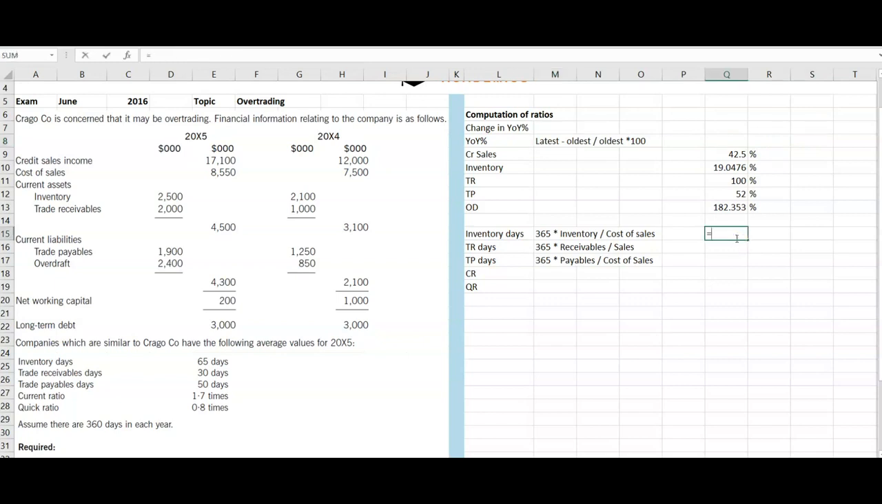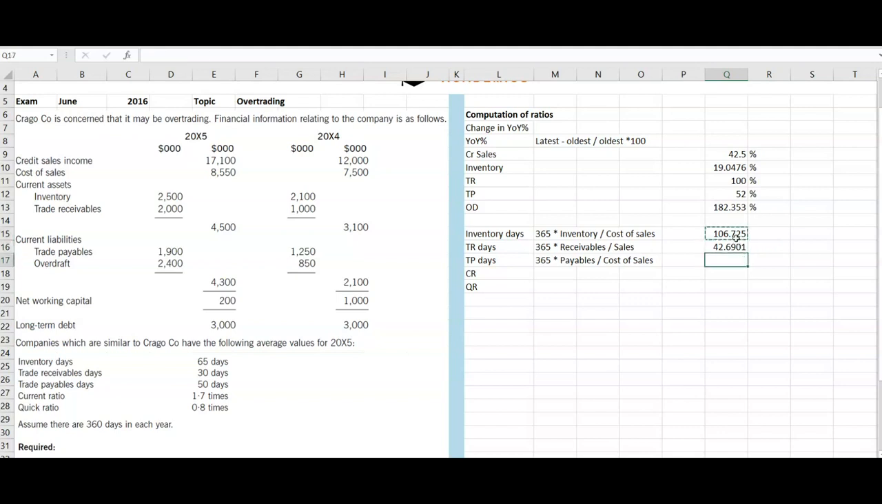So 365 into the inventory. So the inventory is 2500 divided by the cost of sales. The cost of sales is 8550. We got that number. So the next is receivables. Receivables again, 365 into the receivables is 2000 divided by the sales. So the sales is 17,100. So we got this number.